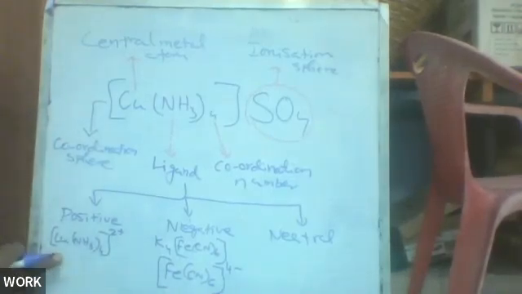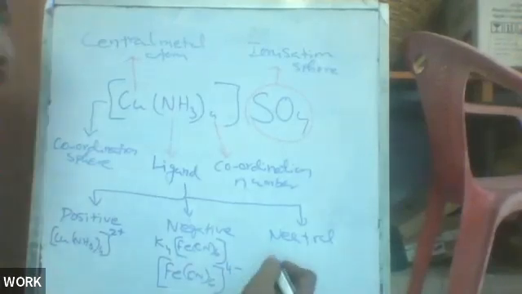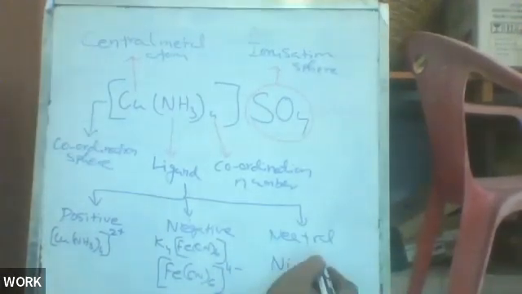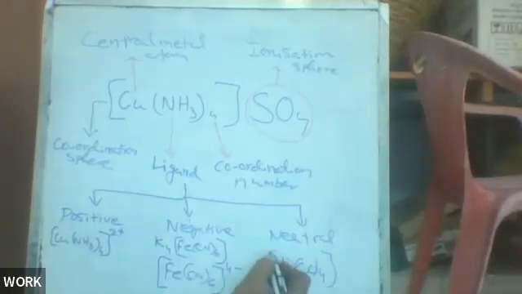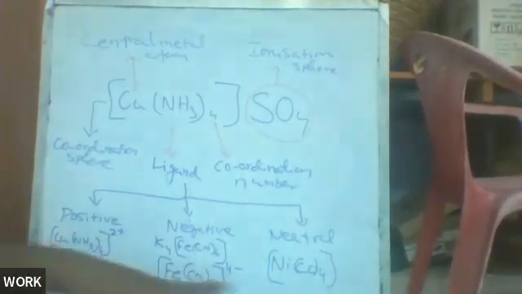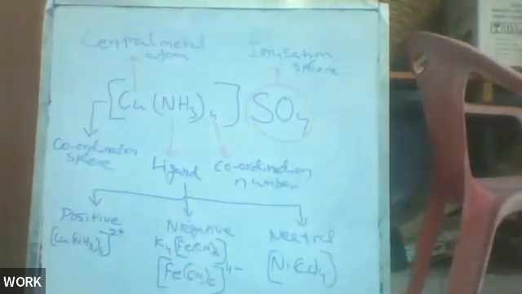When the coordination sphere has a positive charge, it's a positive complex. When the coordination sphere has a negative charge, it's a negative complex. Suppose Ni(CO)4, nickel tetracarbonyl. It's a complex, but it doesn't have any charge, so it is called neutral. Is it clear?